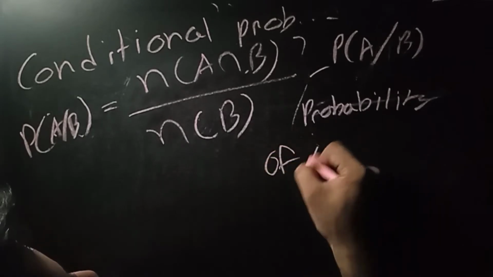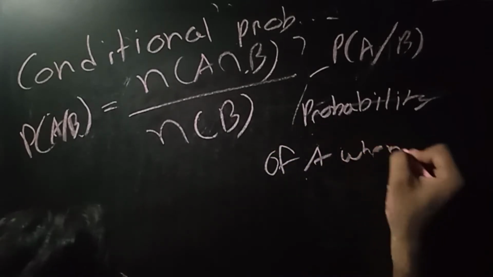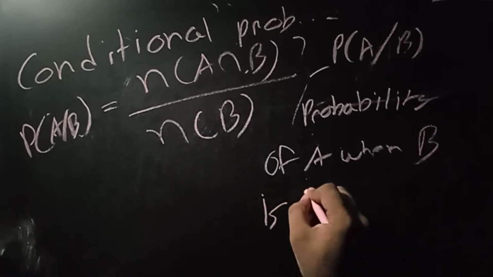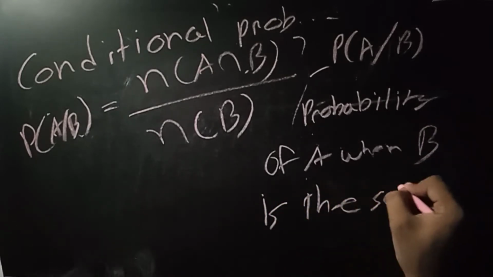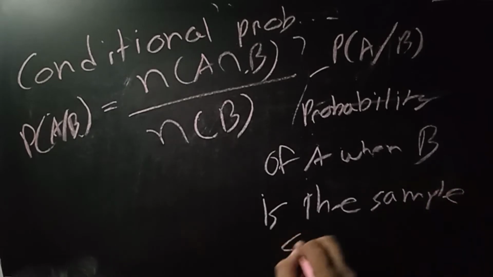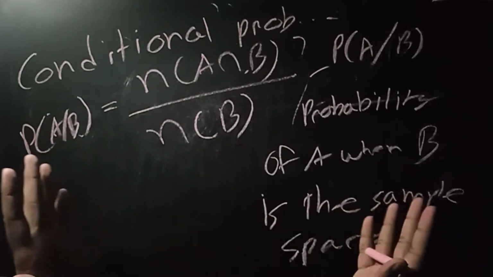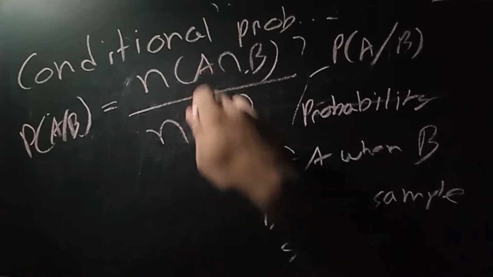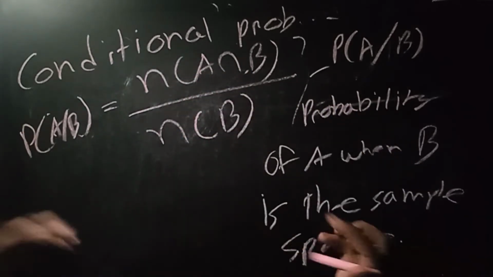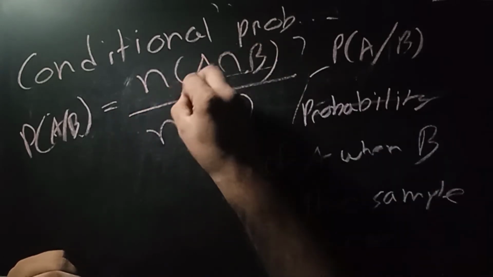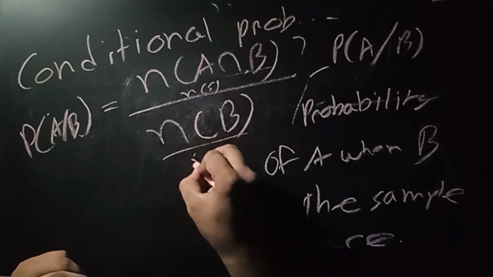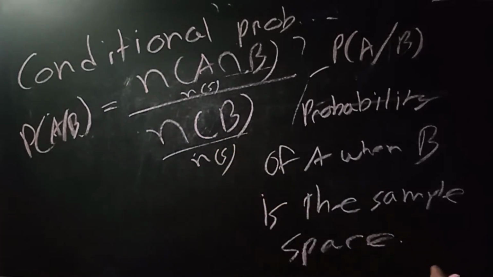probability of A when B is the sample space. So basically think of this, and in this way you can solve almost any problem, you do not need the probability formula. But if you wanna ask how this one and the probability one connect, you can just divide both by n of S, or sample space, and you get the probability formula. So that's how this is coming.